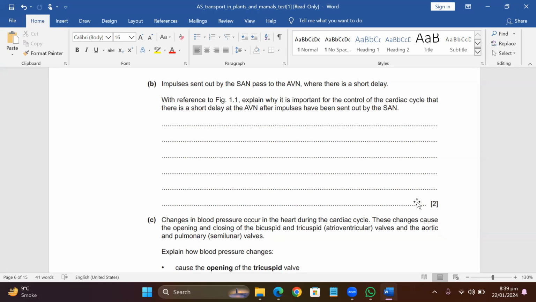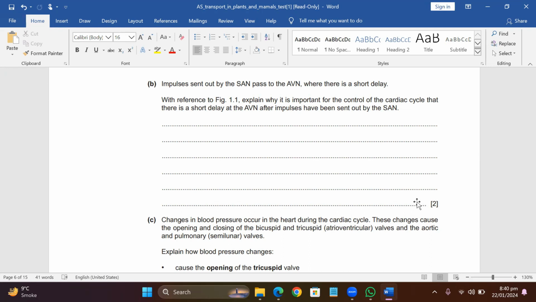So basically, when the SAN sends impulses, the wave of excitation moves down to the AVN, right? At that time, there is a 0.1 second difference. Why is this 0.1 second difference important? Anyone?